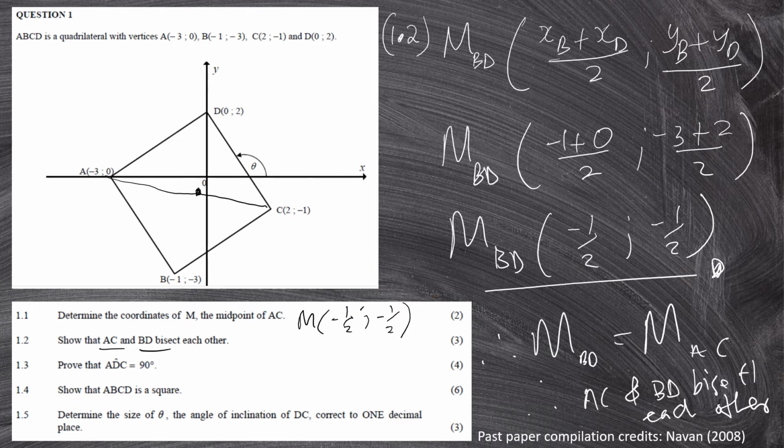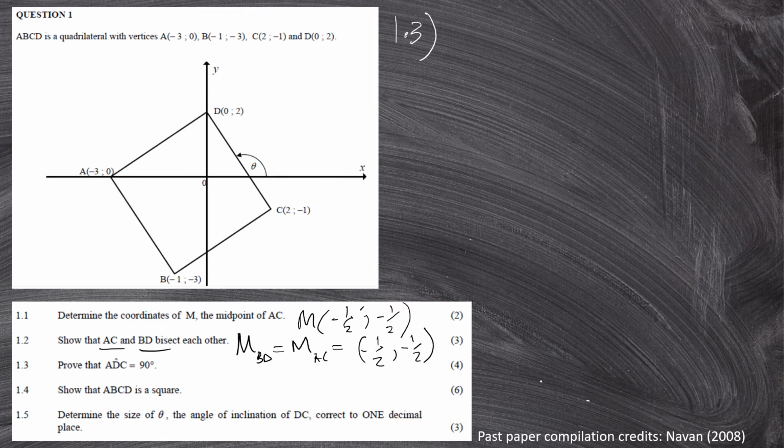Let's go to 1.3. 1.3, very interesting. They are saying prove that angle ADC, which is this angle here, is equal to 90 degrees. Prove that this angle here is 90 degrees. How can we prove that that angle is 90 degrees? If that angle is 90 degrees, it means that AD should be perpendicular to what? To DC.